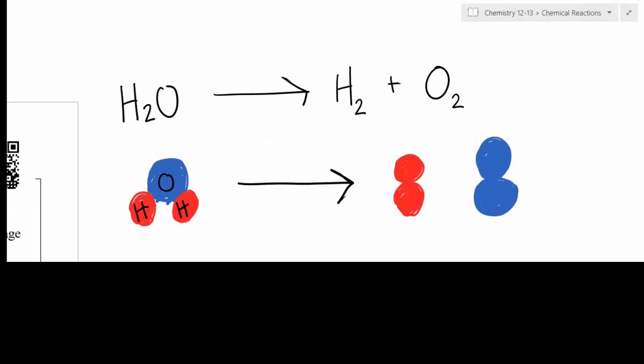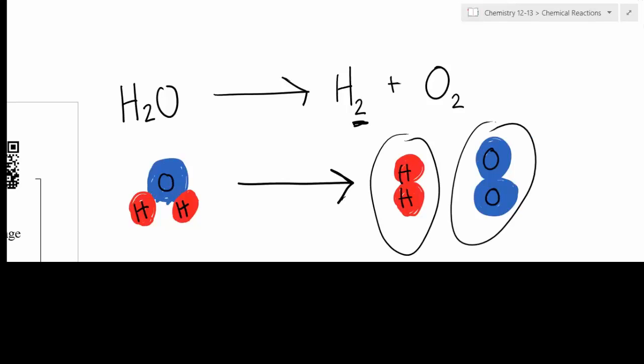So I drew it out for you. Here's one molecule. This is one molecule of hydrogen. One molecule of hydrogen means that there's two hydrogen atoms bonded together. And we have the same thing over here with oxygen. Oxygen's bonded with another oxygen, and we have one molecule of oxygen. So this is how we would write the equation.